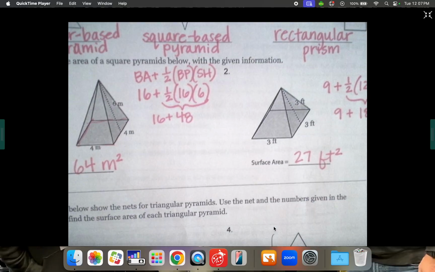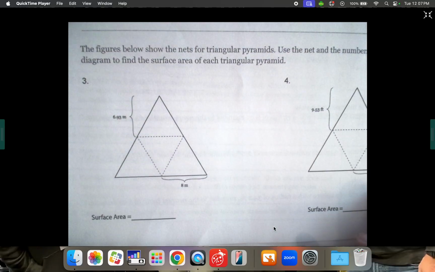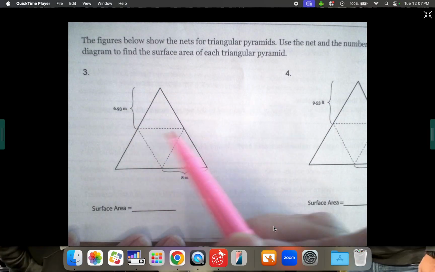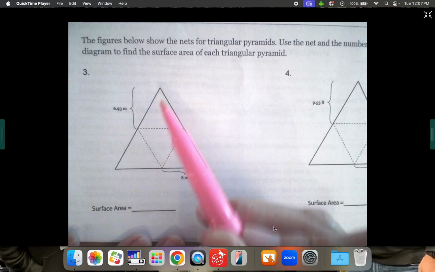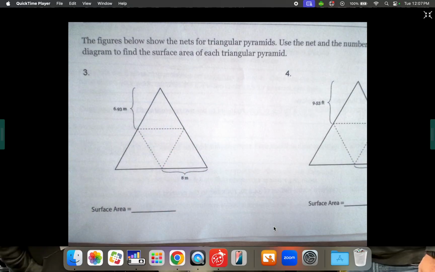Okay, again, if you have any questions over any of this, go back into the unit to when we were covering this lesson. All right, the next section down is finding the area of the net. And if you remember, we're basically just finding the area of one triangle and then multiplying it times 4 because there are 4 triangles in this net.